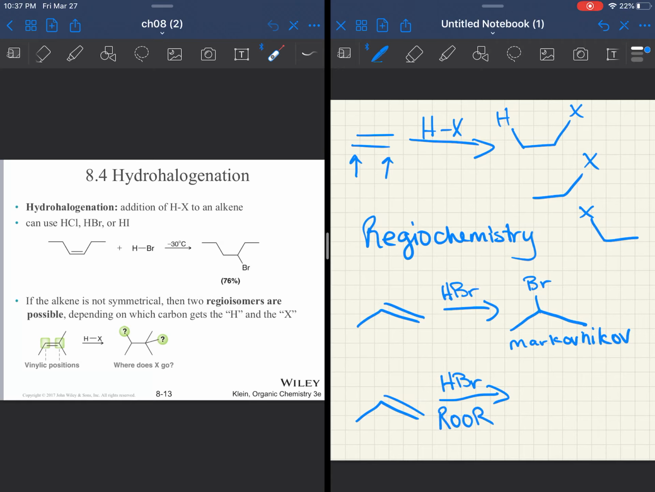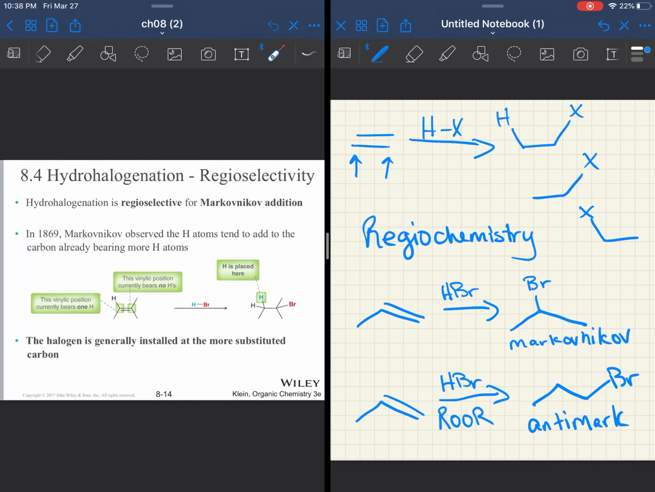Well, you can add peroxides. So ROOR is just a general peroxide. That OO bond is a peroxide functional group. That will change the regiochemistry, right? Which region the bromine adds to. This is known as anti-Markovnikov. There we go.